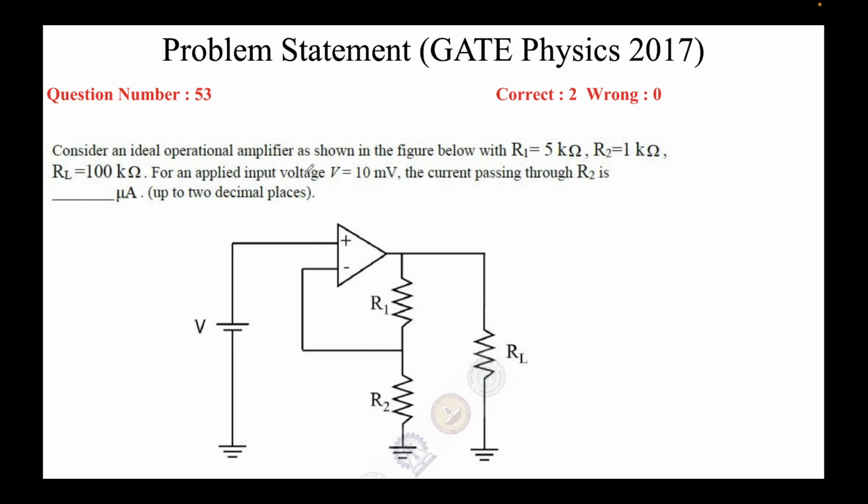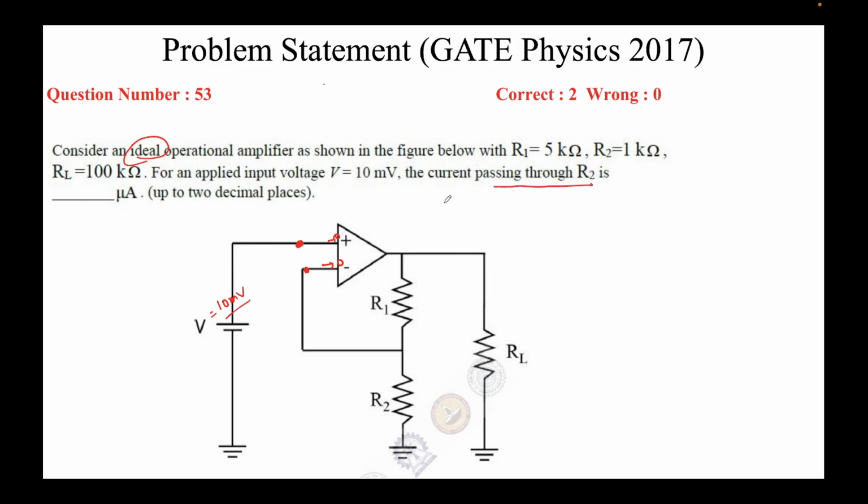Now again, this is the next question from GATE 2017. Very simple question. Again, we'll write only KCL and KVL, but first the question says ideal op amp. Very good. So ideal op amp means this current is 0, this current is 0, and whatever voltage is here, I can assume the same voltage to be here due to the virtual short that I explained in the previous question. Right. So the value of resistance is given, and the value of V is given. That is given to be 10 millivolts, and we are required to find out the current passing through R2.